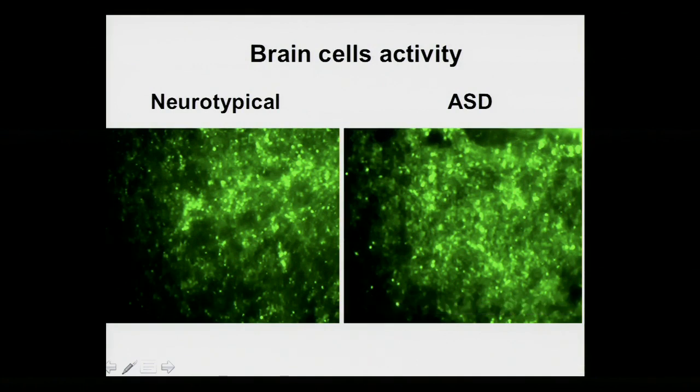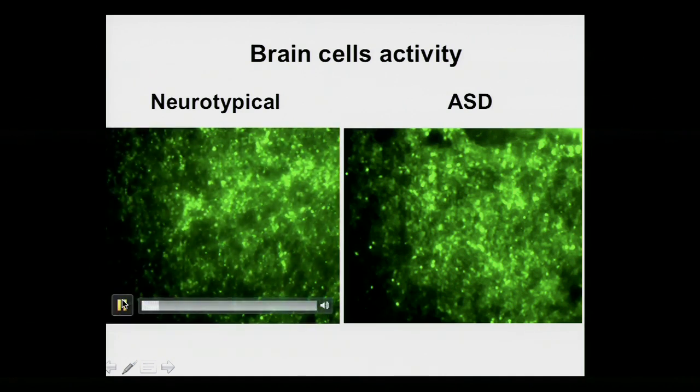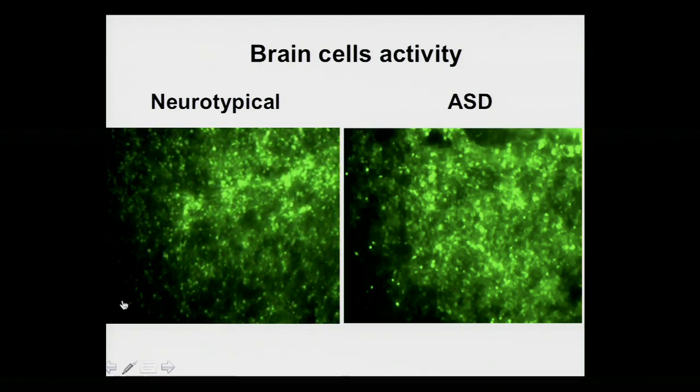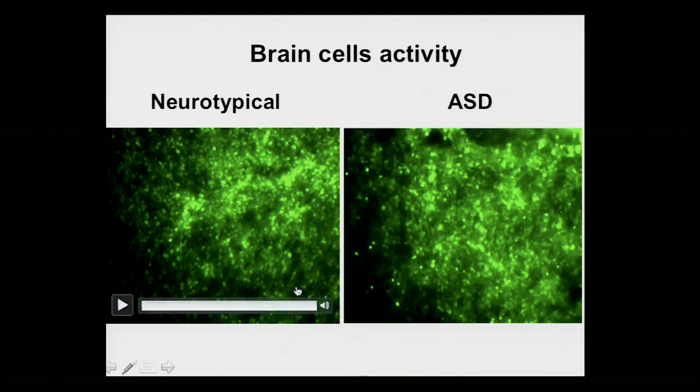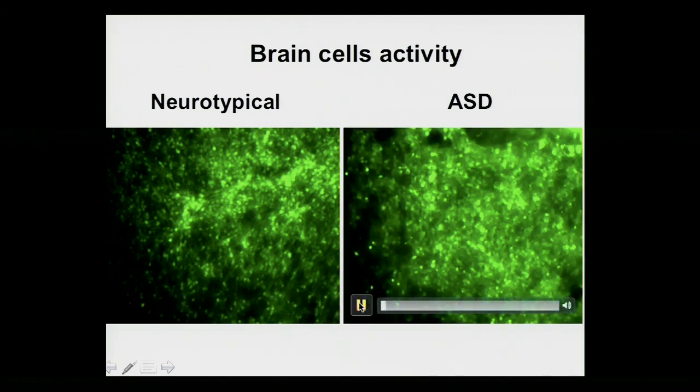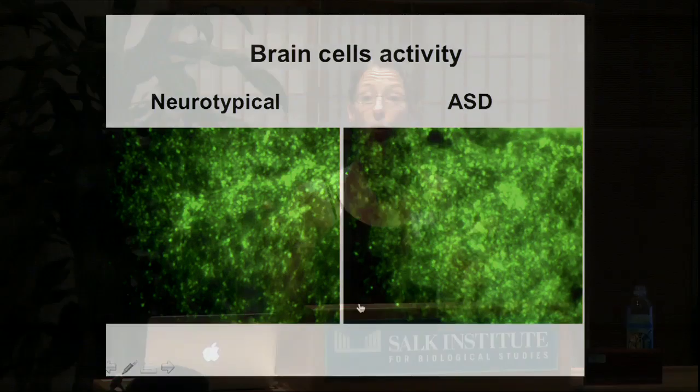So on the neurotypical or non-affected individuals on your right, you can see dots. And all the dots correspond to different neurons in the network. And everybody can see the blinking. The blinking corresponds to communication between neurons. When we do the same with cells that came from patients with autism spectrum disorders, the neurons are still there. You can see the dots, but the communication is not as efficient. Everybody can see there's less blinking.